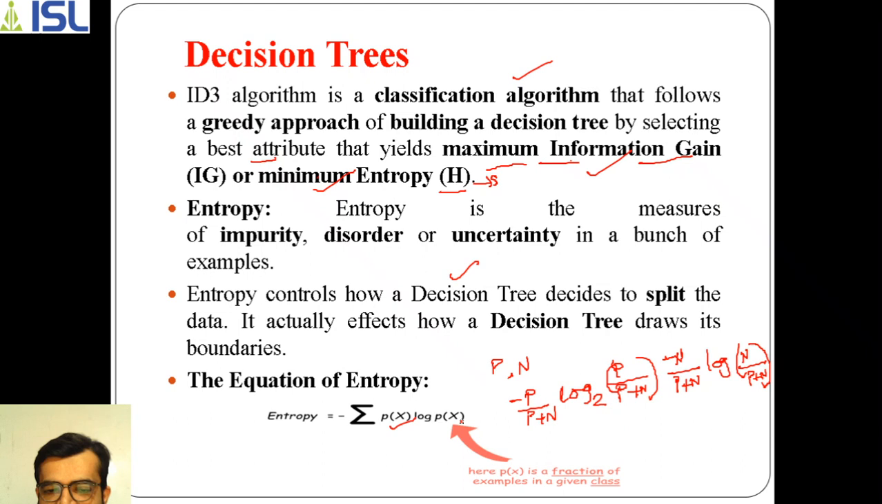So what is this x actually? Here x is p by p plus n, and the other x value is n by p plus n. That's why the summation is there. So p of x is the fraction of examples in a given class. In the example I mentioned, there are 14 examples, so the p plus n value will be 14.